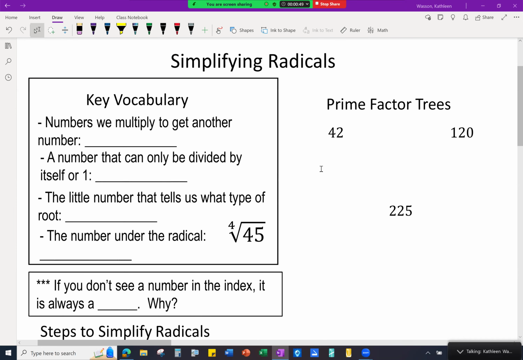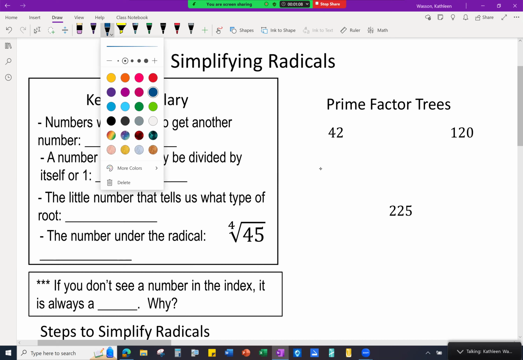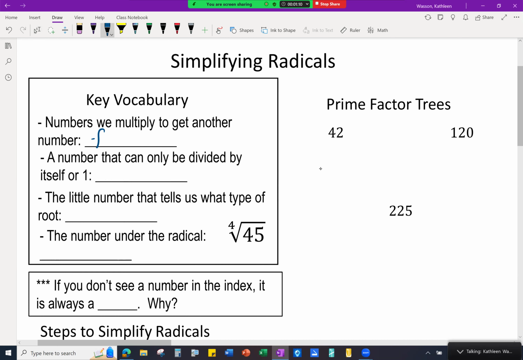When we start looking at simplifying radicals, there's certain vocabulary that you need to be familiar with, because it will be used regularly. So just to clear up any confusion, numbers that we multiply to get another number, those numbers are called factors. A number that can be divided only by itself or one is a prime number.